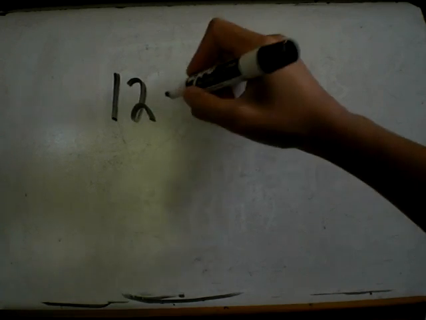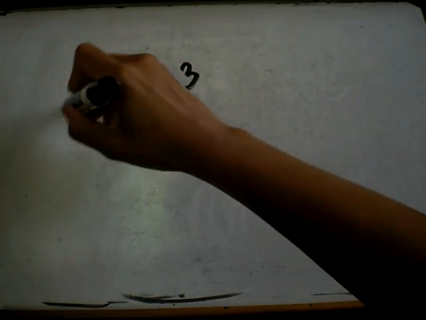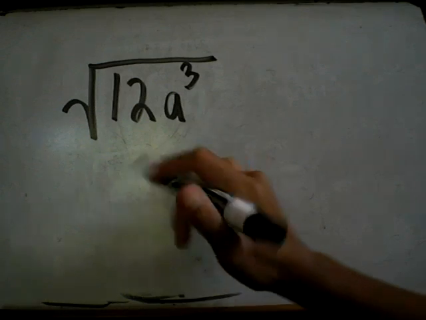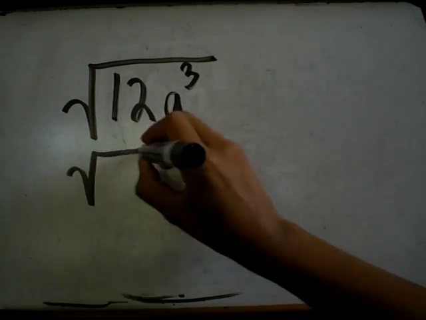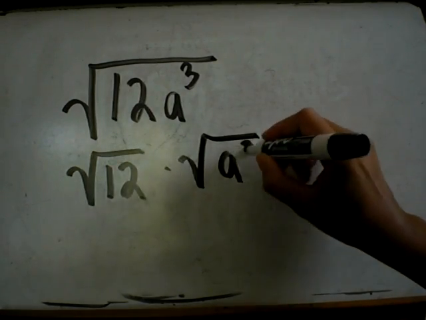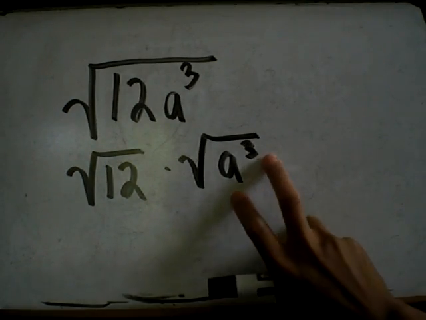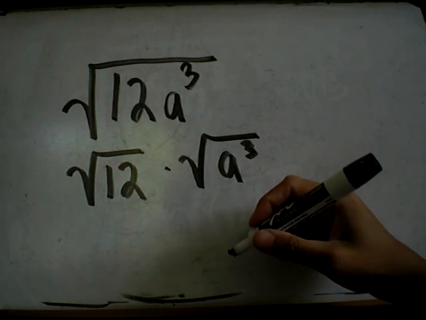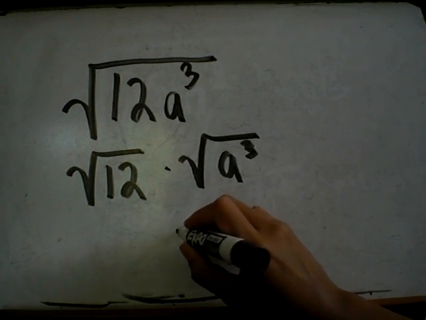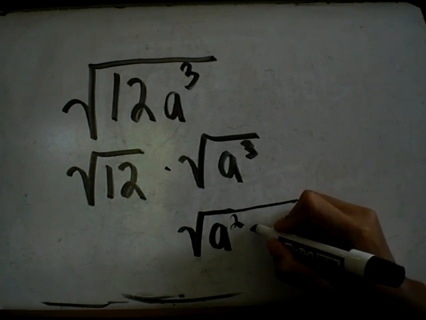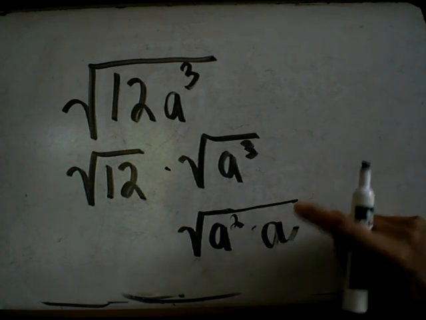Okay, now we're going to find the square root of 12a to the 3rd. Okay, so let's go ahead and break this up. So this is like finding the square root of 12 times the square root of a to the 3rd. Now, a to the 3rd, now 3 is not divisible by 2. So what we're going to do in this case is we're going to separate this so it looks like this. Square root of a to the second times a to the what power?